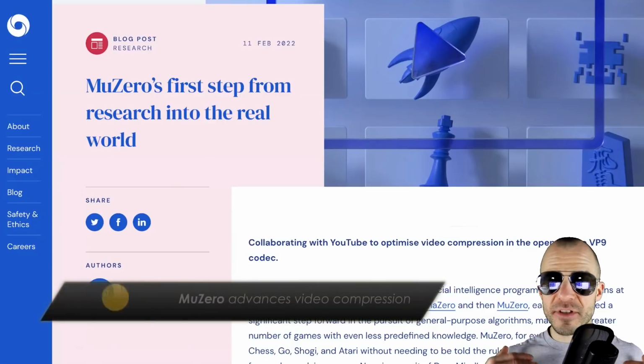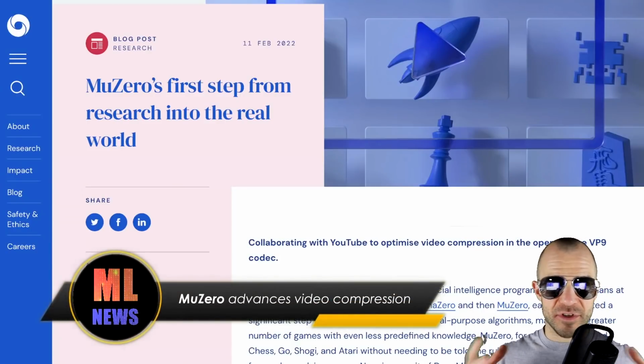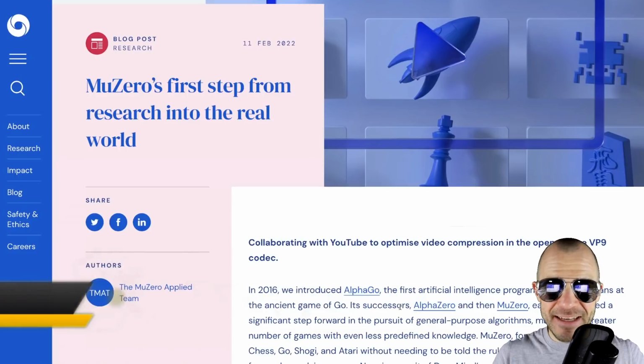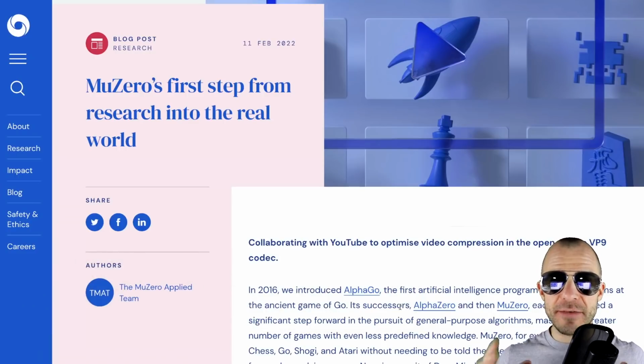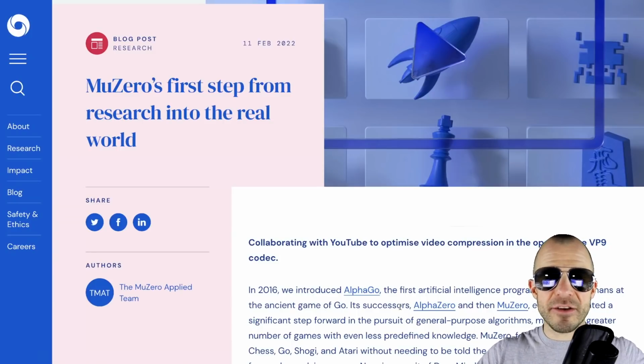MuZero overcomes this by building a latent model in which it can plan forward. So there's no explicit simulator required. So MuZero is more general than AlphaZero and has matched or surpassed AlphaZero in many domains. Yet it still sort of lacked a real-world application, because even for MuZero you need giant amounts of data to train this thing on.